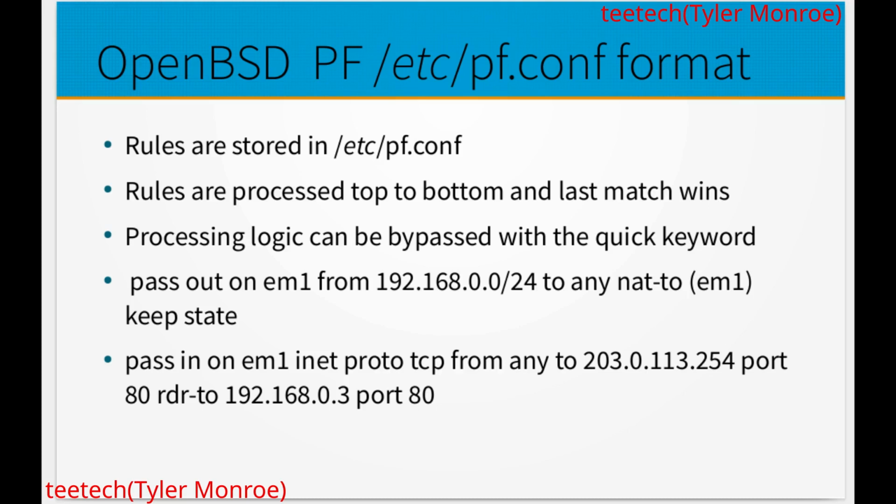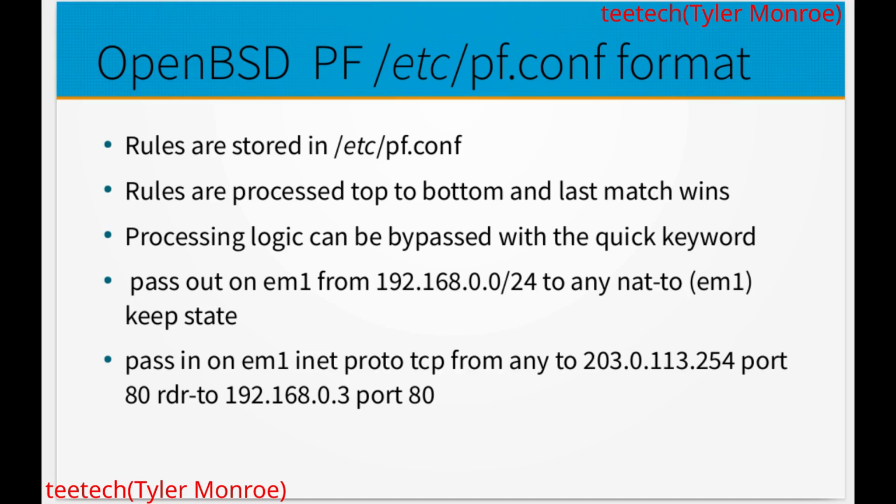And the logic of how PF processes packets is from the first rule to the last rule, so from top to bottom, and the last rule that matched the packet best wins. In other words, whether you said pass or block, or you did something like a NAT redirection, so port forward, it will hit that rule and that action will be taken on the packet.